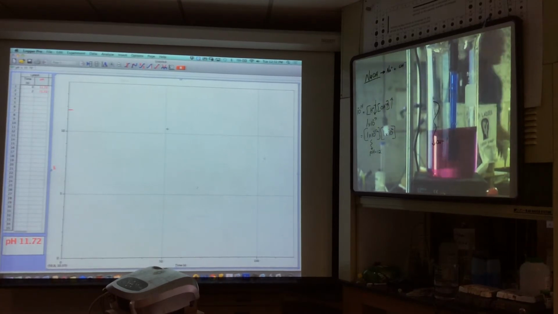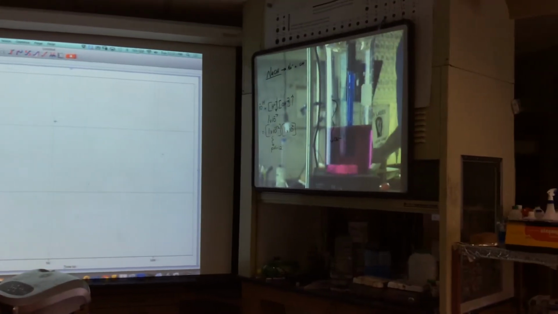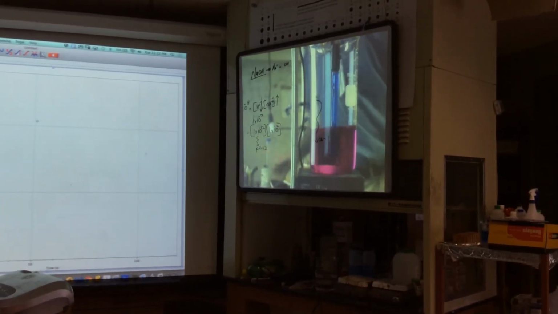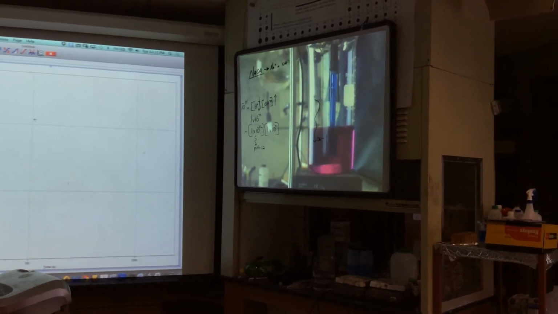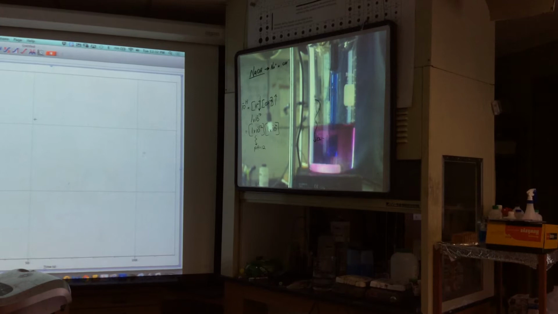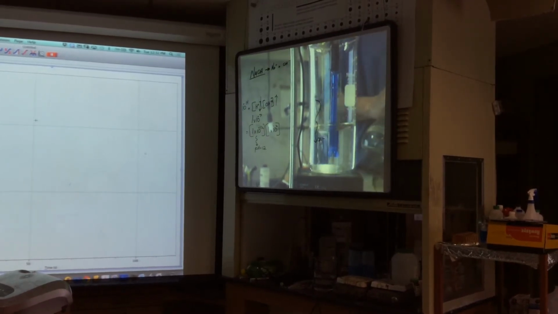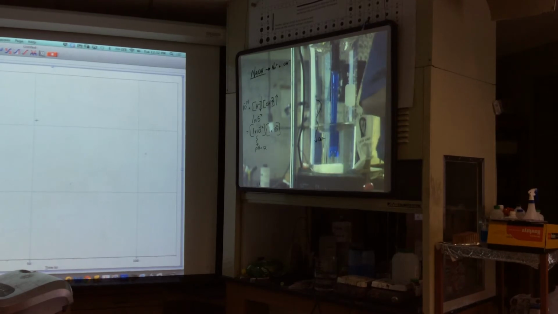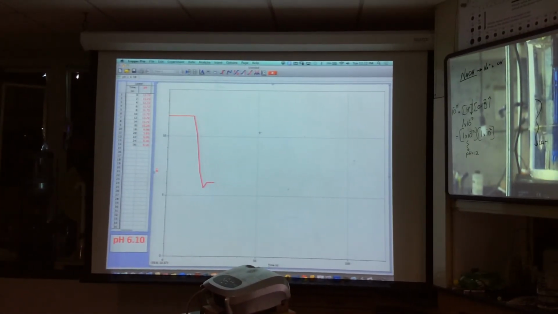Okay, so it's 11.72. Now I'm going to drop some acid. This is the base. And I'm going to drop some acid. I'm going to increase the H plus ion concentration. What's going to happen? Whoa! What happened to my pH? It decreased. Add some more acid. Drop some acid here.